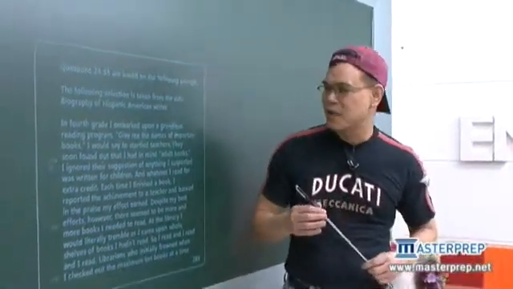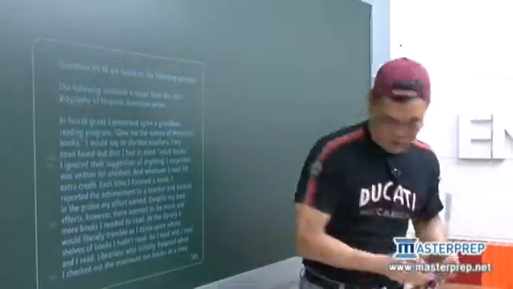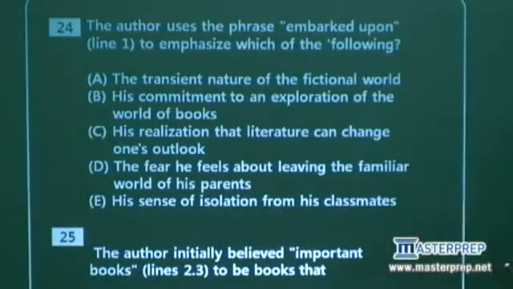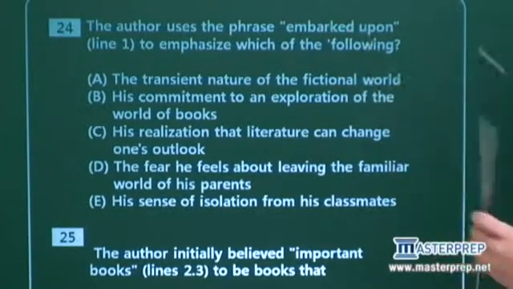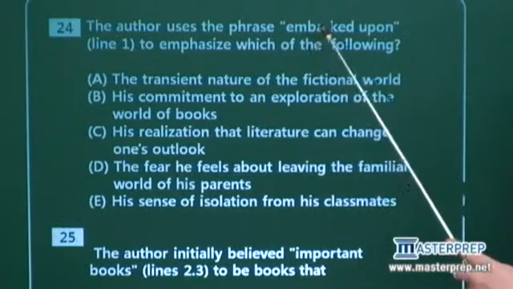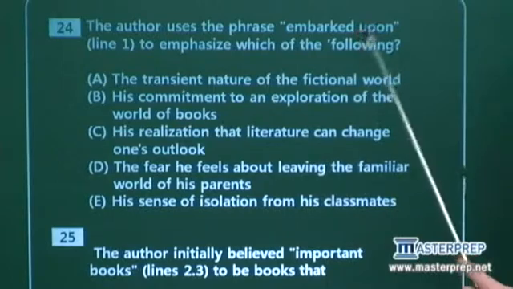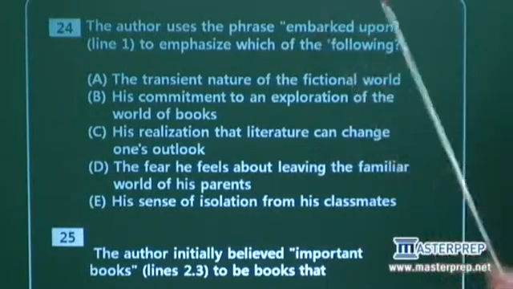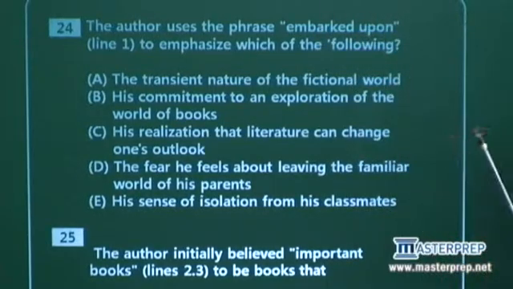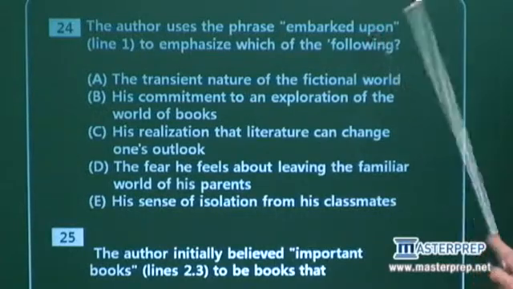The author uses a phrase, hang on, let me get this clicker out. The author uses the phrase embarked upon to emphasize which of the following. Now, clearly we have embarked upon here, which means embarked upon. If you don't know it, look it up. But let's see. It's a verb, isn't it? And I guess a preposition.